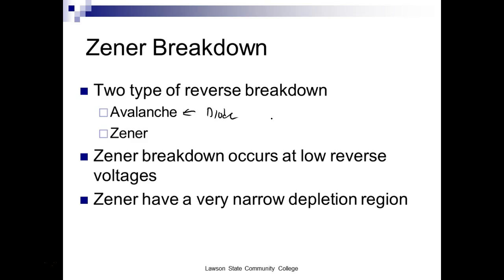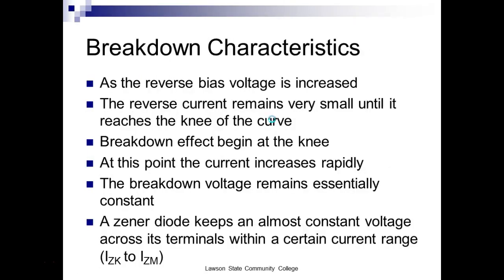So what do you think we have to put in series with it? You have to put a resistor. You have to put that resistor in there to protect it once it breaks over, and we'll look at that in a minute. As reverse bias is increased, the reverse current remains very small until it reaches what we call the knee of the curve.